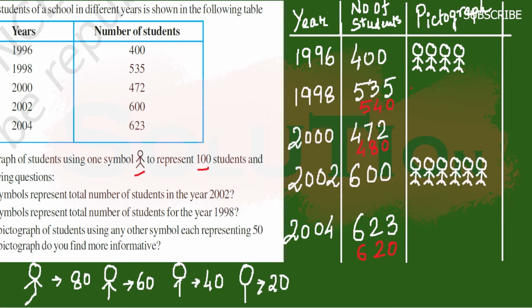Okay, so for that we'll use 5 symbols and 1 symbol, and the symbol that represents 40. Okay, so you can see I have taken the data. I have represented it with 5 complete human figures. 540 is represented by the symbol which is given below.